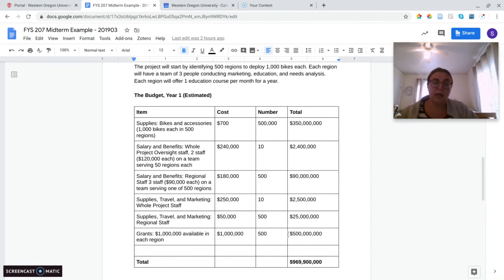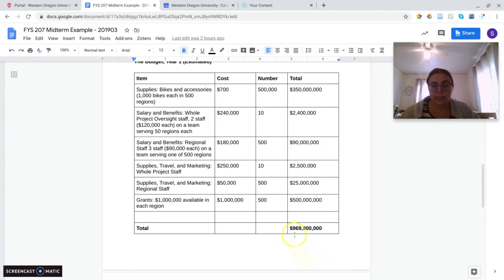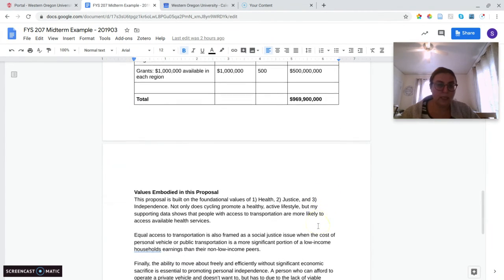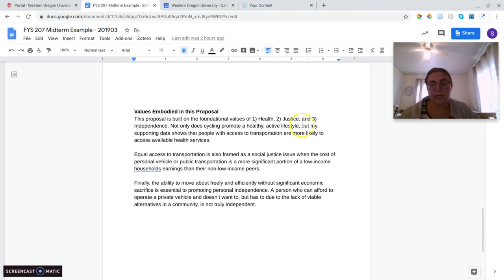So it looks like this proposal wants primo bikes for low-income folks, right? And that there's going to be staff who need to oversee it. There's going to need to be staff on a regional level. There's going to be supplies for parts, and there's going to be grants afforded to people who maybe set up repair shops. Who knows? But by and large, this is a big budget project, but everything is outlined here, and it is just shy of $1 billion. It is a $969,900,000 project. And then the values that this project addresses are around health, justice, and independence.